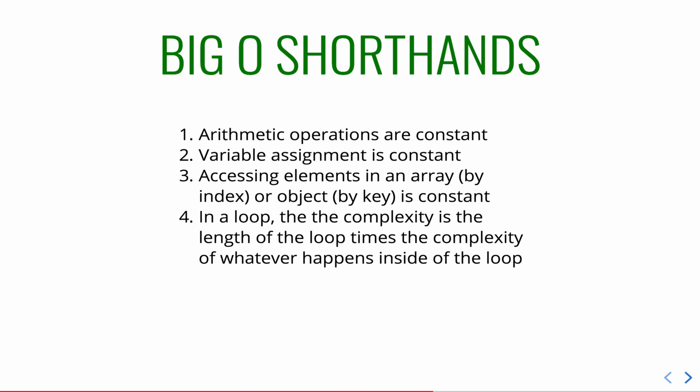Same thing with arrays. Now in a loop, the complexity is the length of the loop times the complexity of whatever happens inside of that loop. So if a loop happens n times, we're going to call it O of n. But if there's something nested inside of it that happens n times, then all of a sudden we're talking about n squared, as we've seen.